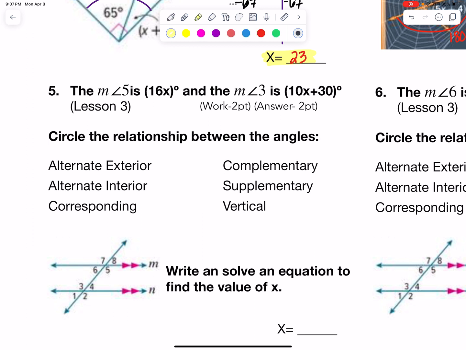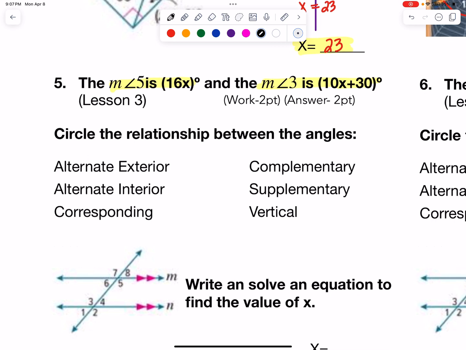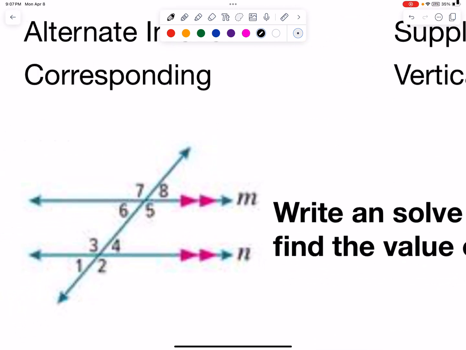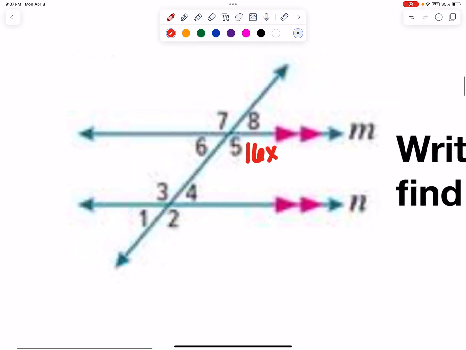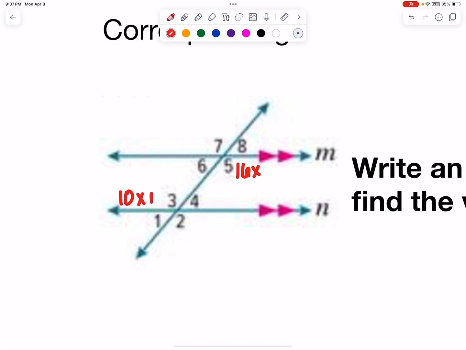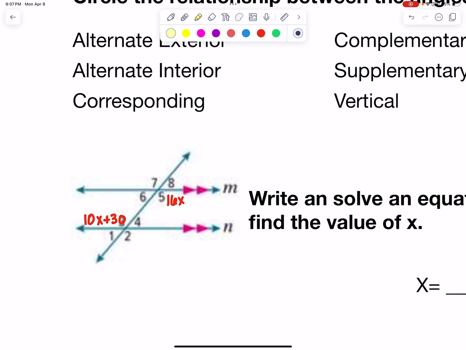So some information. We know the measurement of angle 5 is 16x, and the measurement of angle 3 is 10x plus 30. First thing I would do is write them in there. So angle 5 is 16x, and angle 3 is 10x plus 30. And I would just write them right in there. The other thing we do, remember, is we highlight your interior in between the parallels. And so I can see both those are interior.